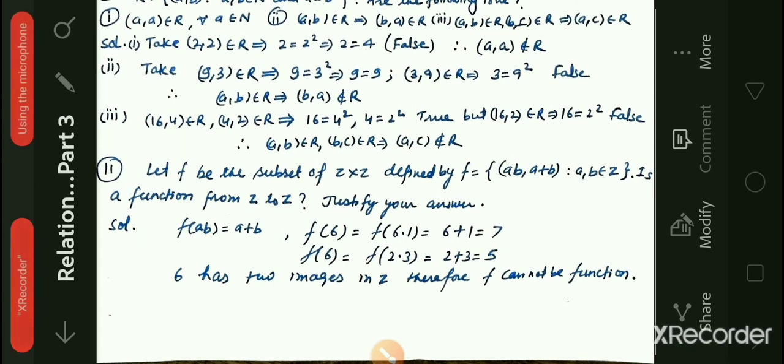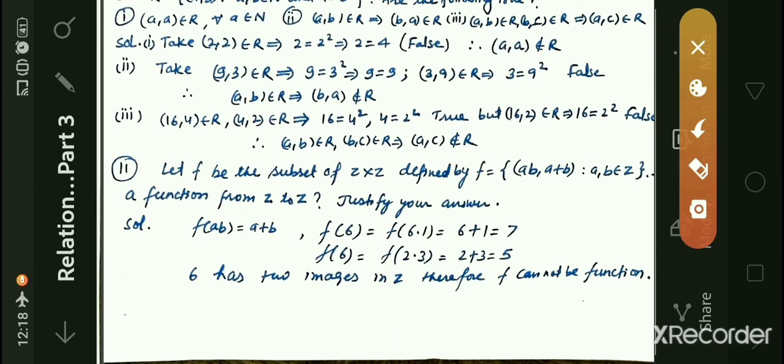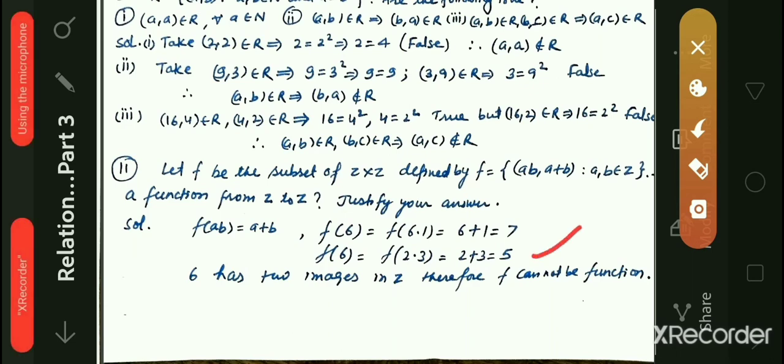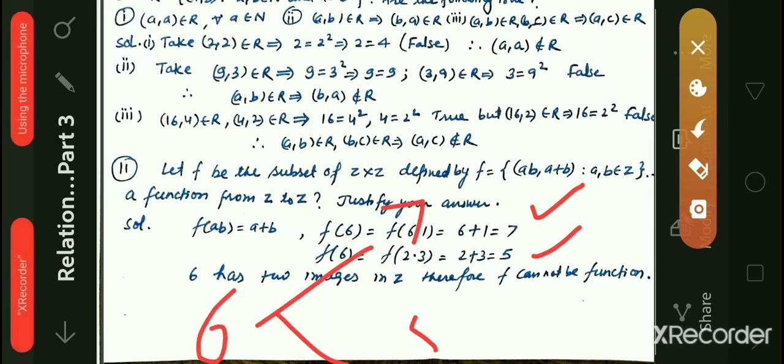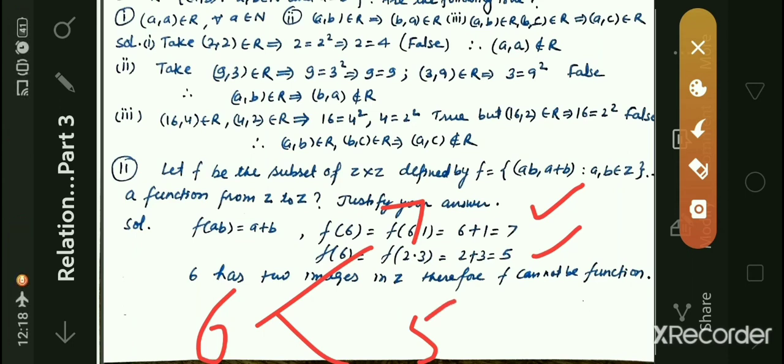Now take 6. f(6) can be written as f(6 into 1), which is equal to 6 plus 1, that is 7, and 6 can also be written as 2 into 3. In this way it can be written as 2 plus 3, which will be equal to 5. So in one case f(6) is equal to 7, and in another case f(6) is equal to 5. It means 6 has two images, namely 7 and 5. Then it is not within the definition of a function. So I think this cannot be a function.